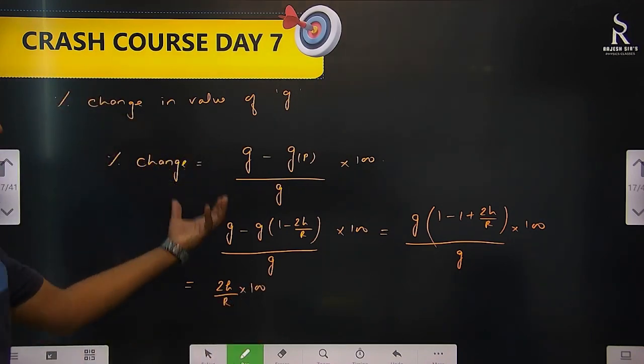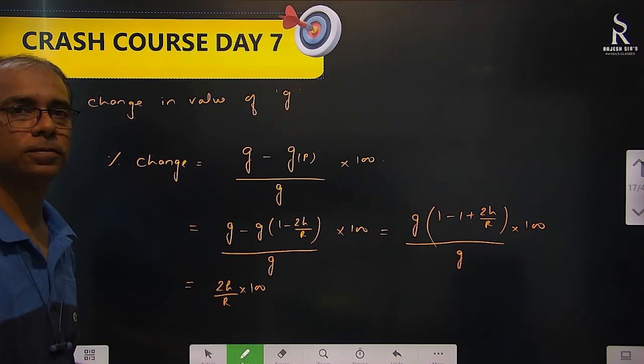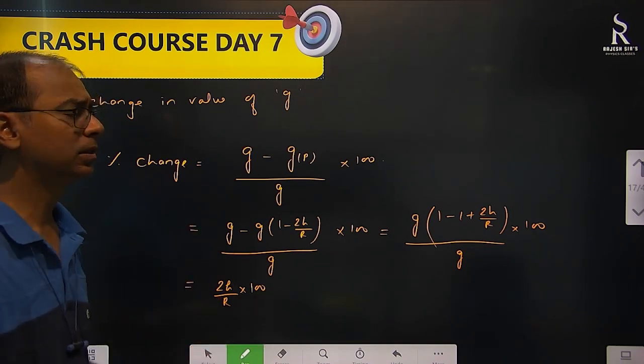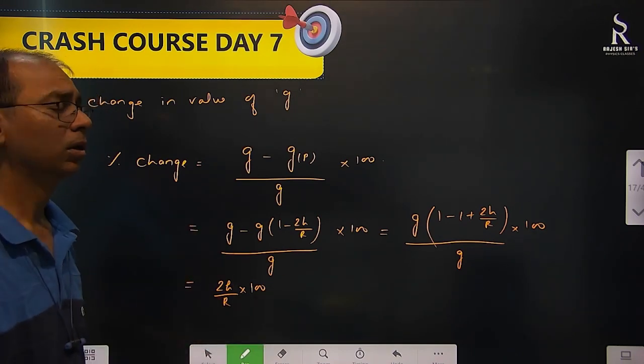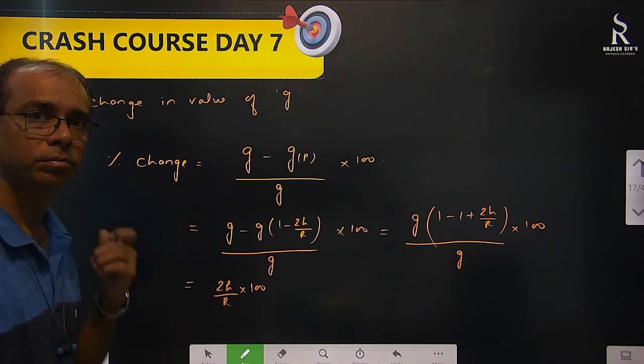Percentage. So that's just this we can apply. Yes, you can apply just 2h by r into 100 will give us the percentage. Is it the percentage decrease, percentage increase, or percentage change? This is the value. Okay.